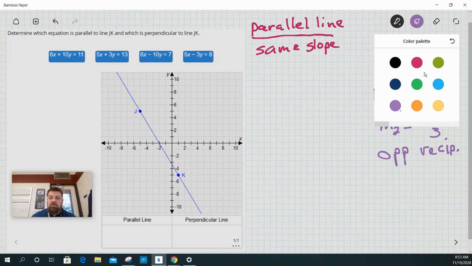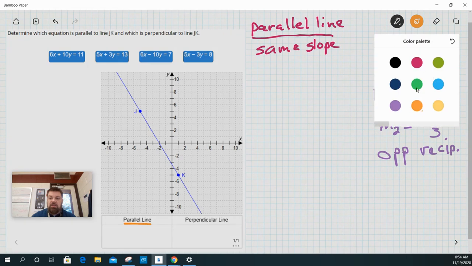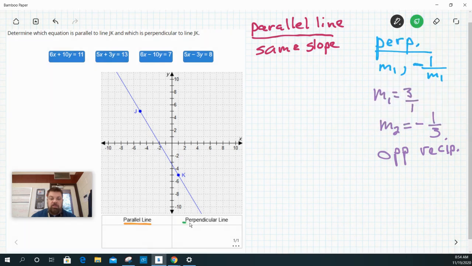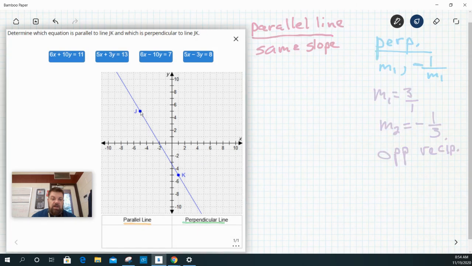So the first thing I've got to do is figure out which one of these two equations is going to be a parallel line, and the other one is going to be a perpendicular line. So the first thing that I've got to do is figure out what the slope of the original line JK is. To do that, I'm going to count the rise over run.